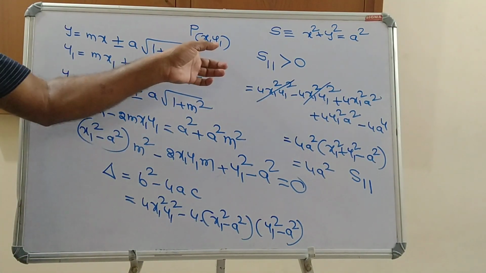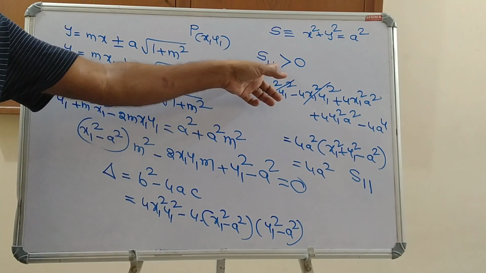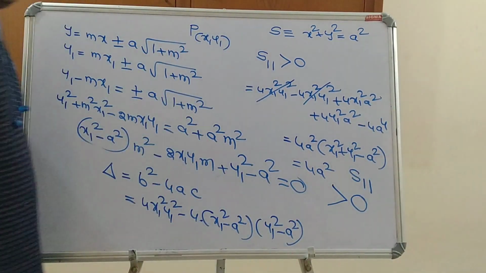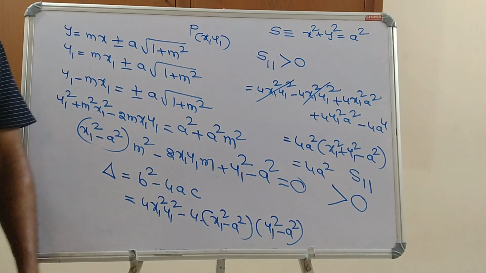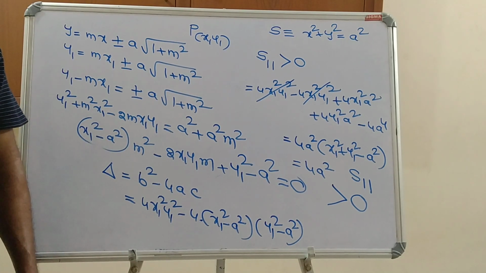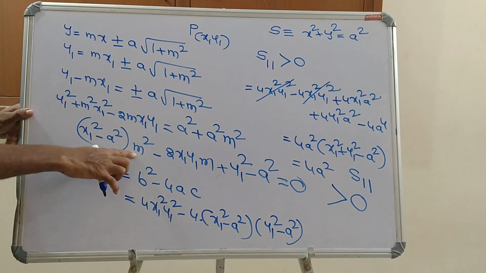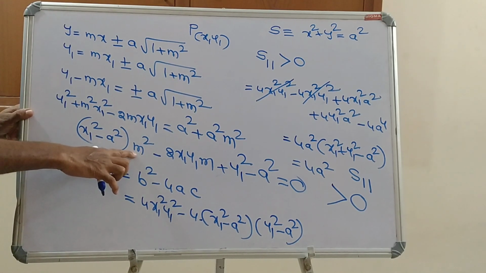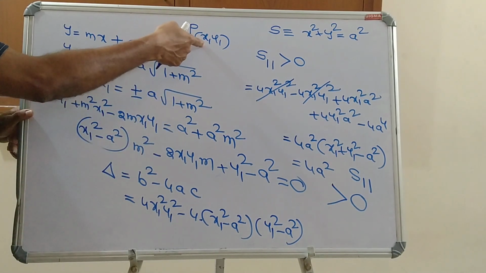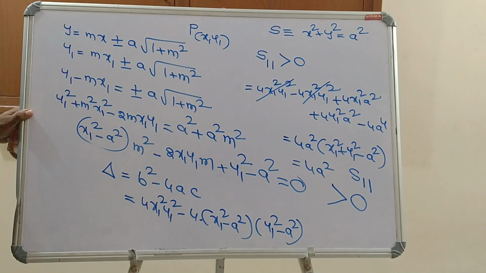But the point is an external point. So S11 is greater than 0. That means delta is greater than 0. Delta greater than 0 means it has two roots which are real and different. Corresponding to two values of m, we can draw two tangents to a circle from the external point (x1, y1).